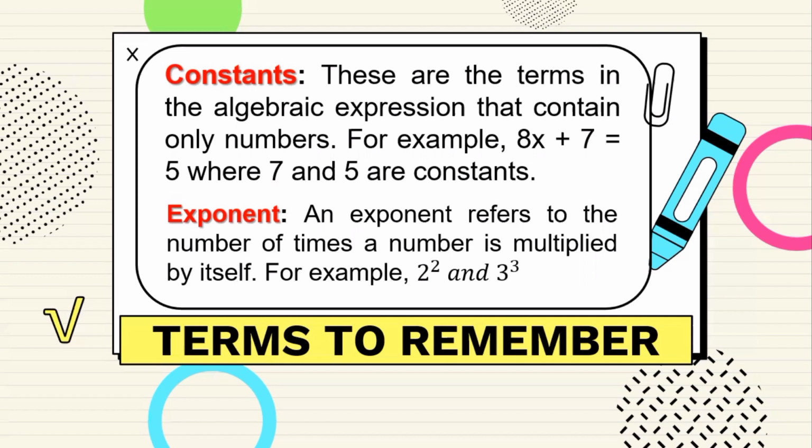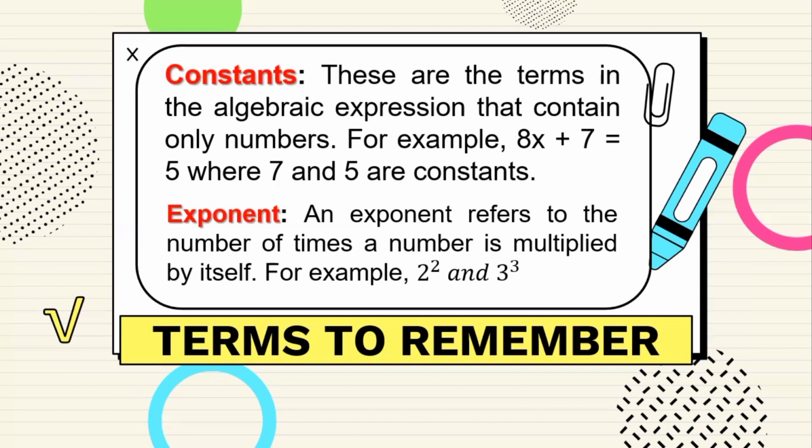So when we say constants, these are the numbers indicated in the given expression. They are numbers without a variable attached to them. So whenever I say constant, always remember: constants are numbers. Numbers are constants. So that's it.